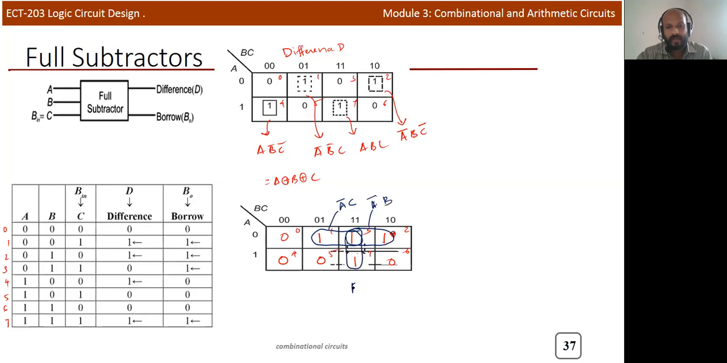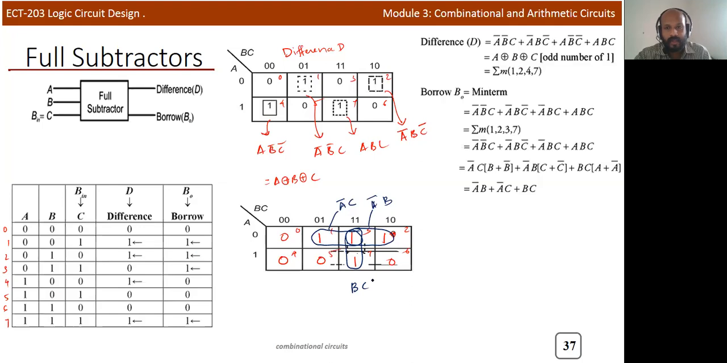So here it is BC. So you get 3 terms, A bar C, A bar B, and finally BC. Okay. So the terms are written here, and if you group difference, either you can write A XOR B XOR C, or in the expanded form, or in the min-term terms also you can represent this, so that is given here.